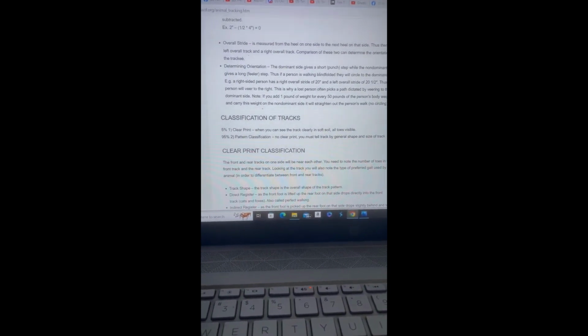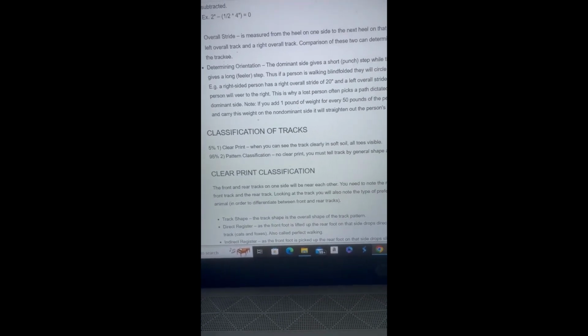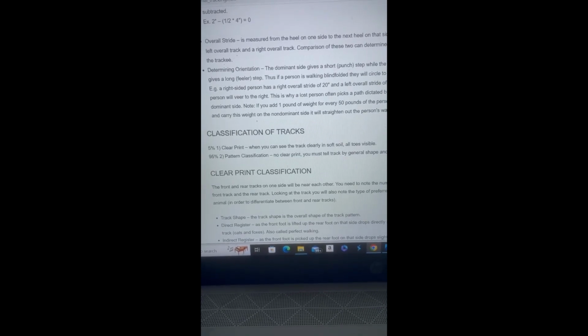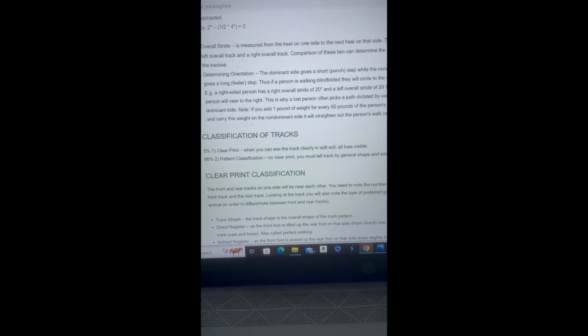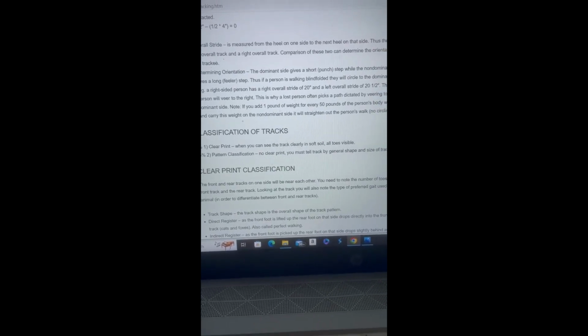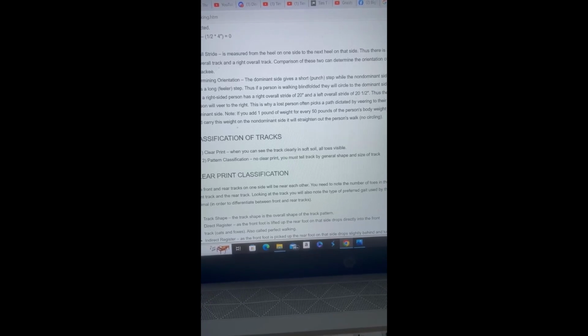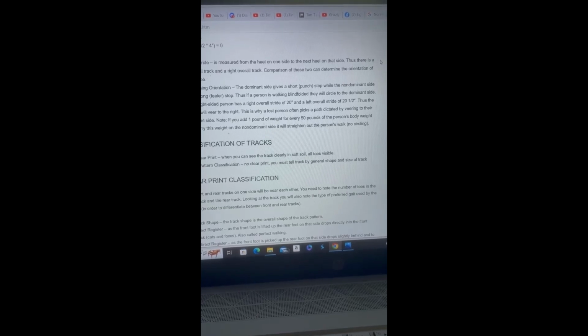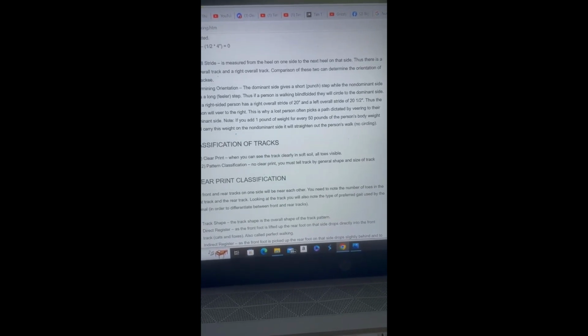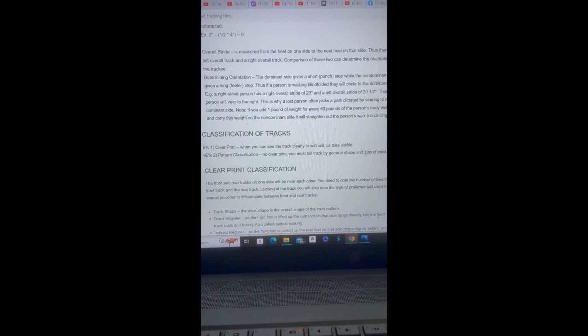So this also has, I like this part right here, classification of the tracks. A clear print is when you can see it real clearly, like in the mud. And then you have the pattern classification, which is when it's not really clear, when it's like hard ground, leafy ground, stuff like that, where you can't make out the toes really good, but you can see the good shape of it and the size. That's considered a pattern classification versus a clear print.